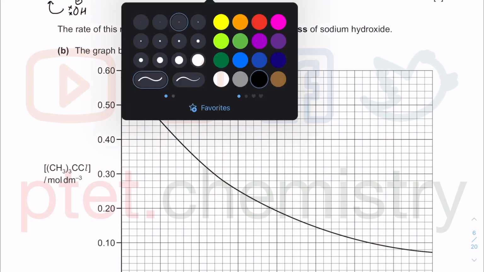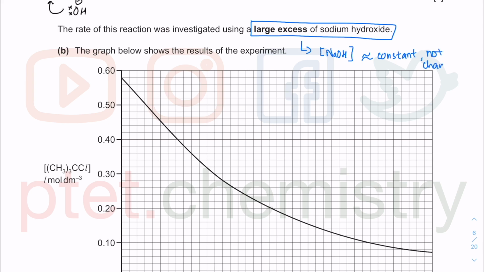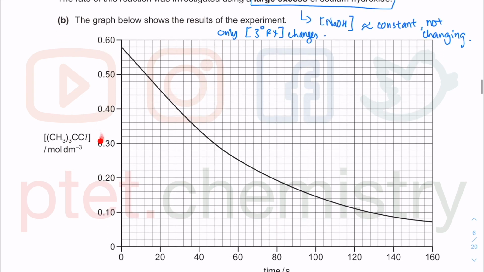Now we have a graph here because this is actually part of a longer question on rate of reaction. You use a large excess of sodium hydroxide. If you use a large excess, we can say the concentration of the sodium hydroxide is roughly constant and not changing. So what is actually changing then? Only the tertiary halogenoalkane changes, but we don't know the order of reaction with respect to it. So this is why we have a graph of the tertiary halogenoalkane concentration plotted against time.